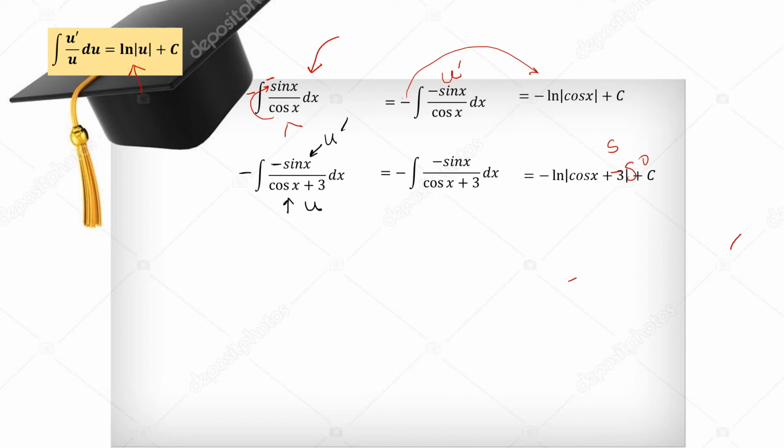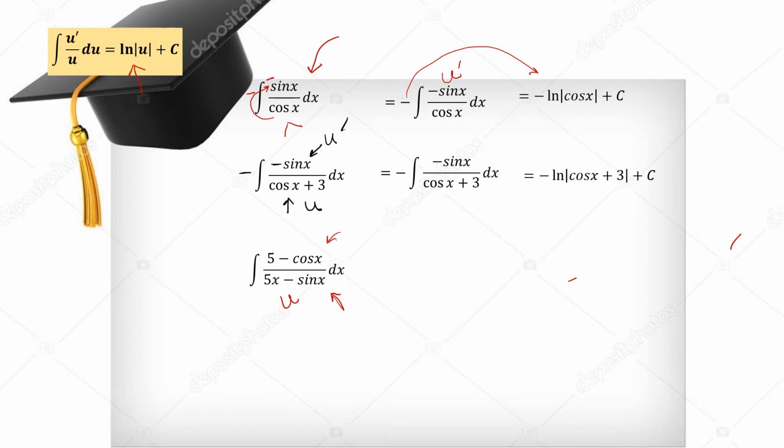So let's see one more question. Hope this is clear. (5 minus cos x) divided by (5x minus sin x). Again the function is written in the form of numerator and denominator. Take the denominator as your actual function.